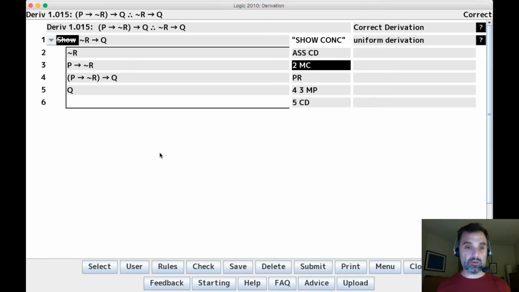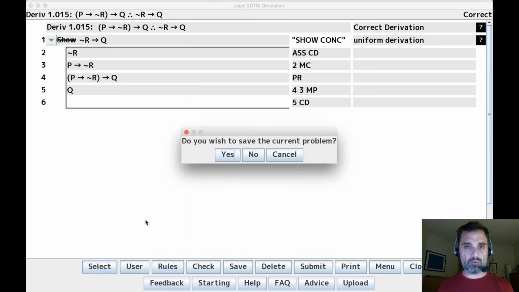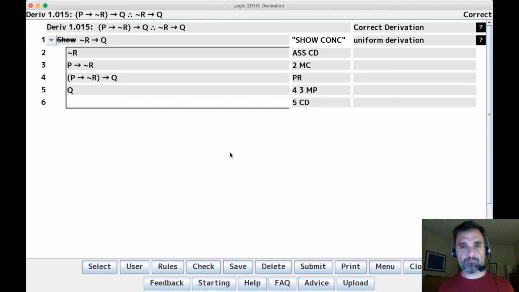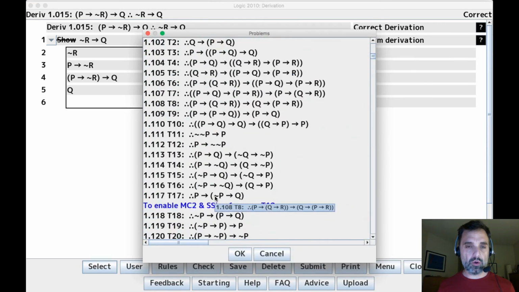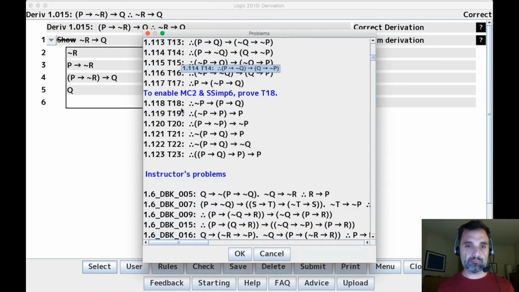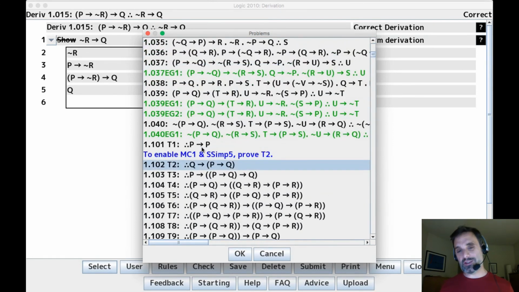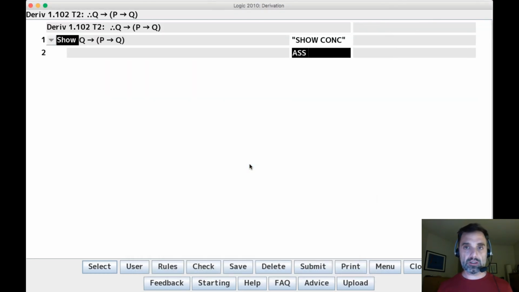So if we go into the derivation system and we look in the rules, actually let me not do that. Let's look first just at the problems. So we're going to save this problem, and we scroll down and we get to 1101. And 1101 is a theorem, and note it's theorem 1. There's 1102, theorem 2, and so on. Now, lucky me, since I have the instructor version, I don't have to do what you have to do. But if you're going to use MC, then you have to come in here and you have to actually do the derivation.